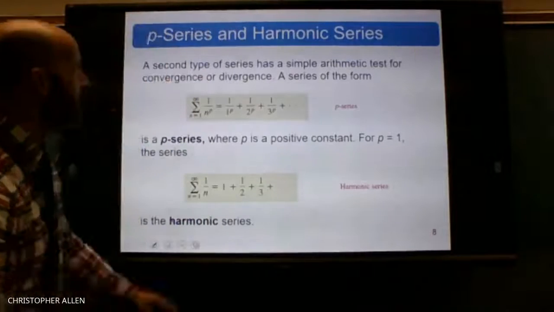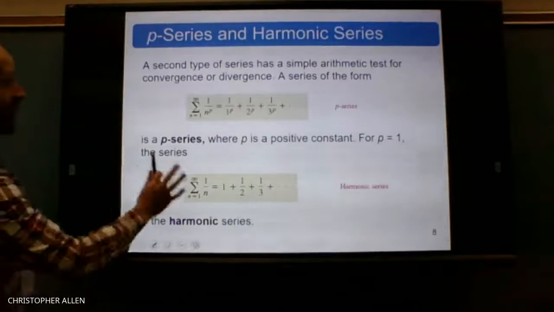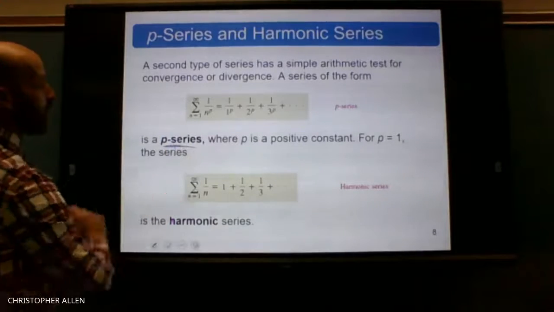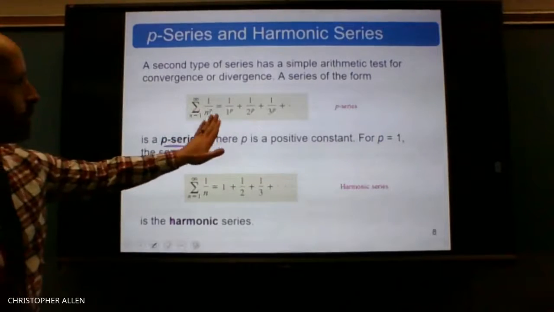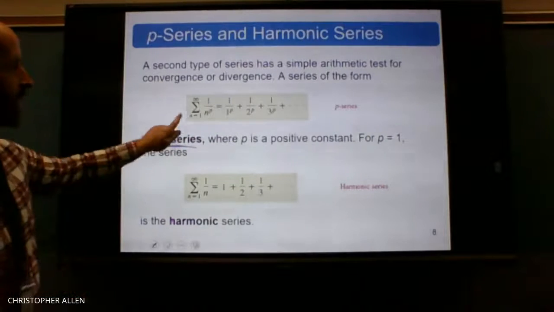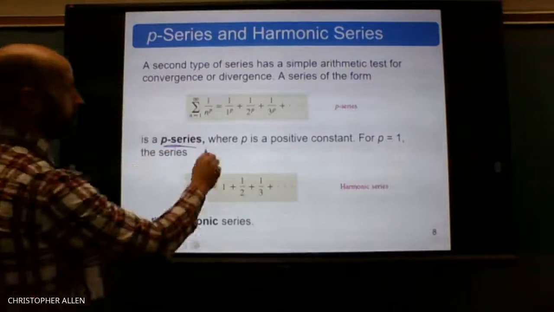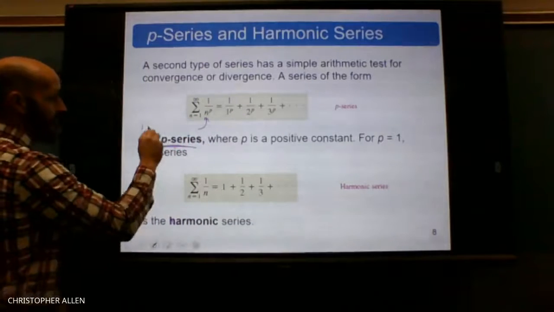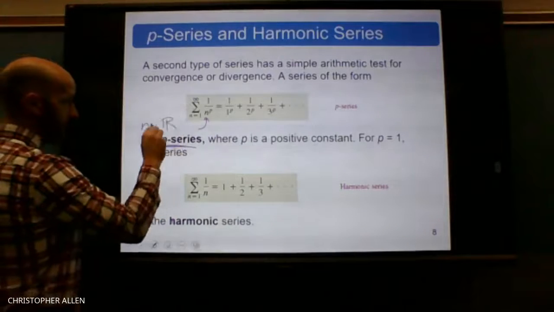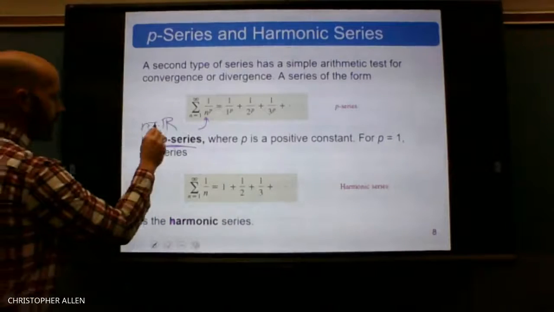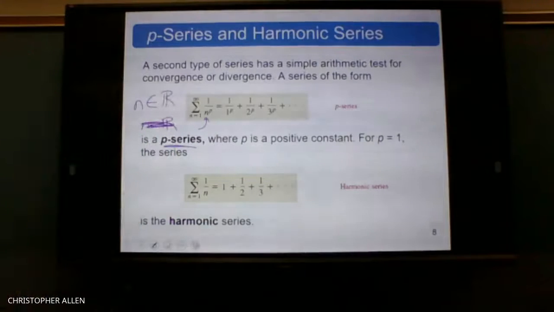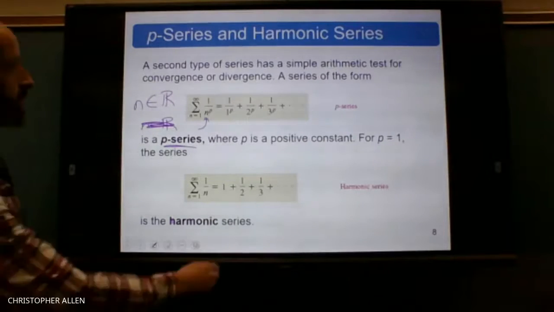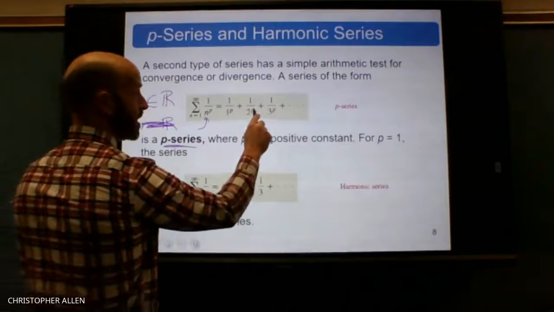Sorry about that. All right, so we just got done with the integral test. Now we're going to start talking about P series. And this is the P series. So the P series is when you have a number n. Actually, I should maybe write it this way: n is an element of the real numbers, so it can be any real number. And notice that this is P, and this is P.